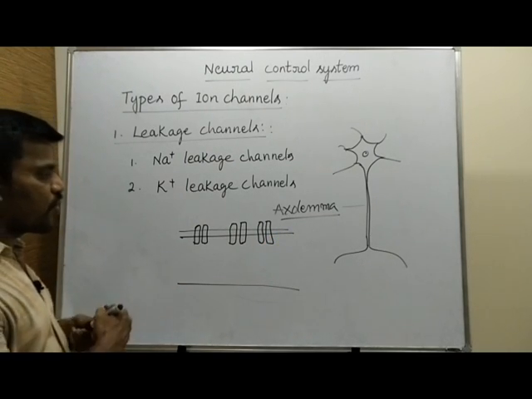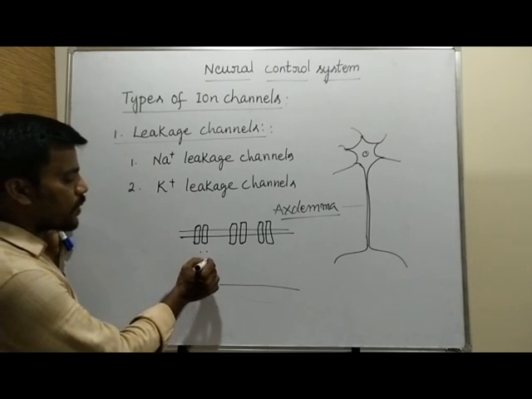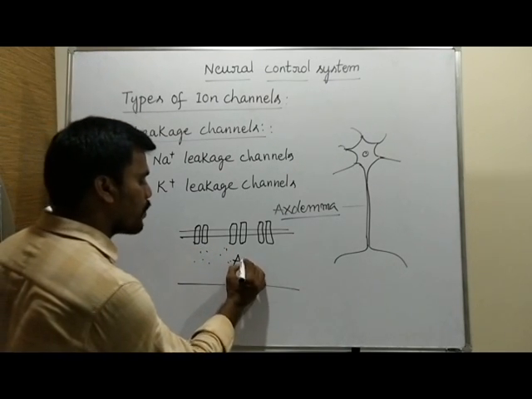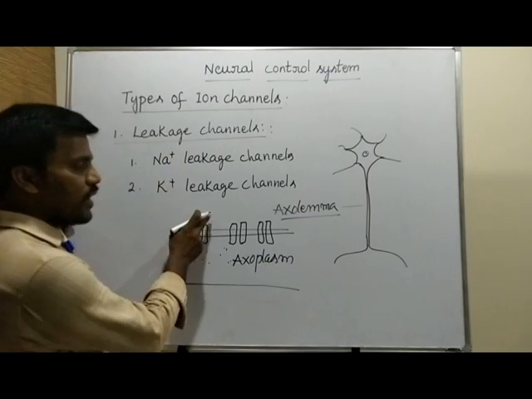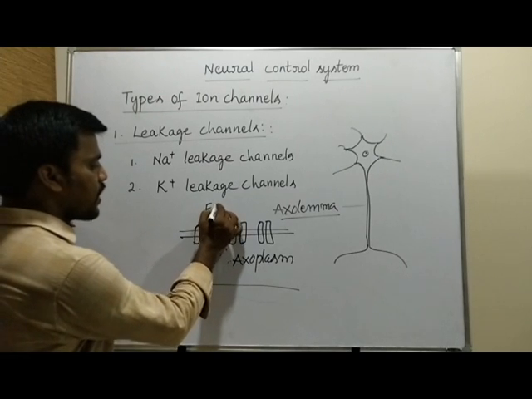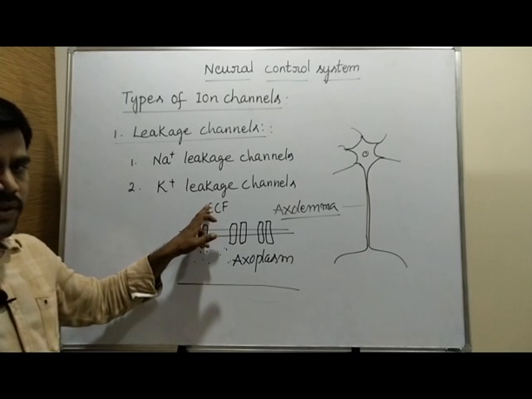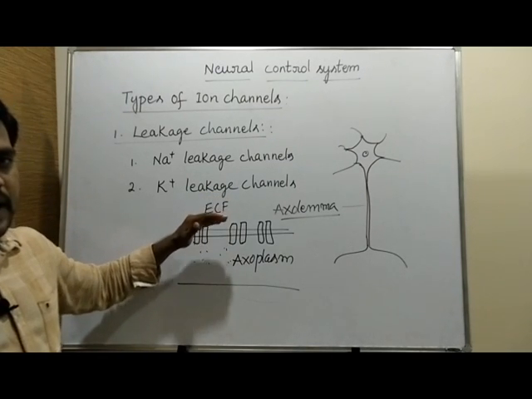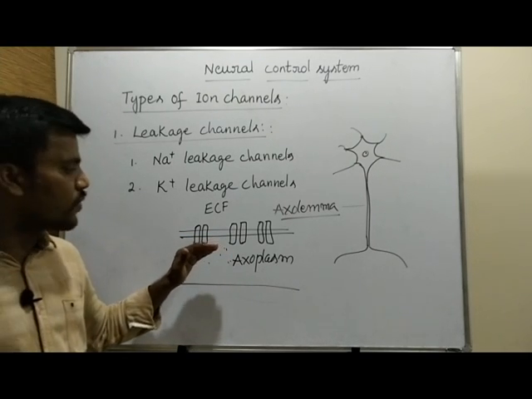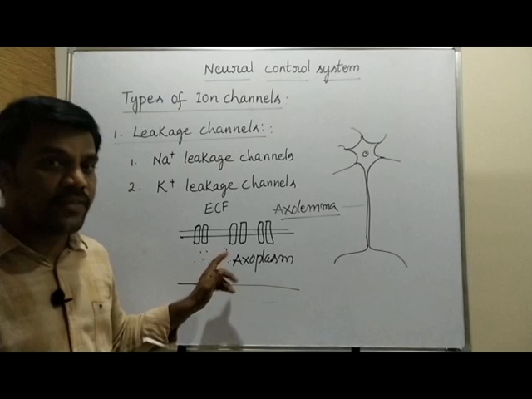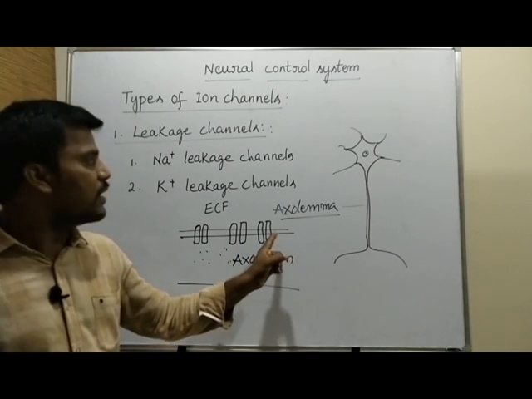Actually, this is the axon membrane. Inside the axon membrane, a liquid is present, which is called axoplasm. Outside the axolemma, extracellular fluid (ECF) is present, and inside the axolemma, intracellular fluid, the axoplasm, is present. These channels are situated in the axolemma layer.